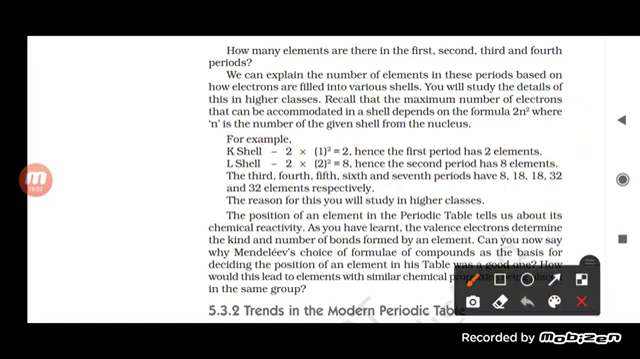Remember that when we were talking about the shells, students, the number of electrons that can be accommodated by the different shells, there were the K, L, M and N shells. If we talk about the K shell, the formula is 2n square and the K shell is the first shell. Putting the value 1 here, we get the number of electrons, that is 2. Similarly, the first period has 2 elements.